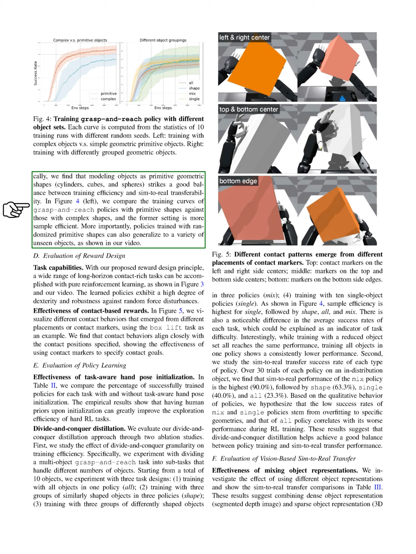Next, we examine the effectiveness of modeling objects as simple geometric shapes like cylinders, cubes, and spheres. We find that this approach balances training efficiency and transferability well. Our comparison of training curves shows that policies using primitive shapes are more sample efficient than those using complex shapes. Moreover, policies trained with randomized primitive shapes can adapt to various unseen objects, as demonstrated in our video.